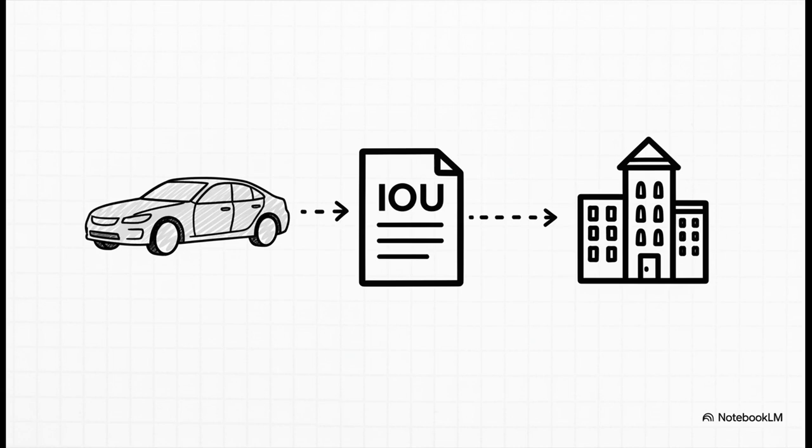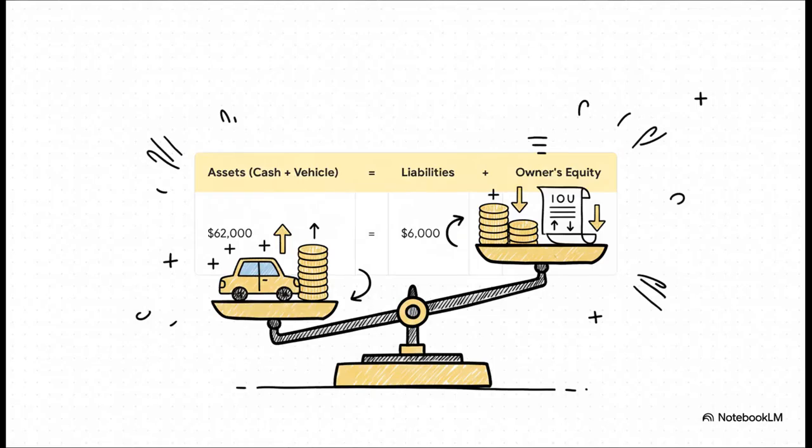All right, what's next? Well, the business needs a vehicle to make deliveries, but Anita's smart. She wants to hold on to her cash. So instead, the business buys a $6,000 vehicle on credit. It's basically just an IOU. This creates a new debt, a new liability. And watch what happens to our balancing act. The total assets of the business just went up by $6,000 because of the new vehicle. But to keep things balanced, the liabilities also went up by that exact same amount. See, the scale is still perfectly level.